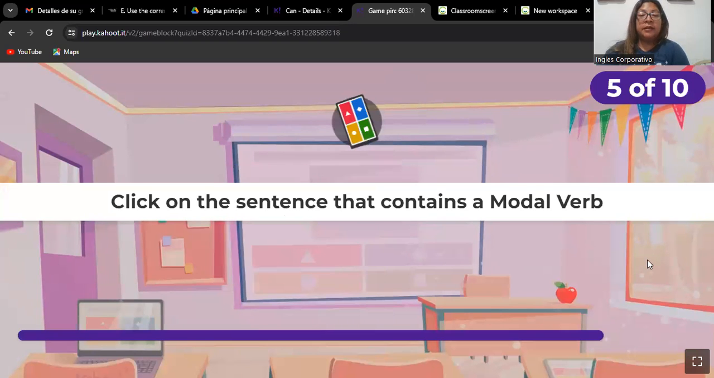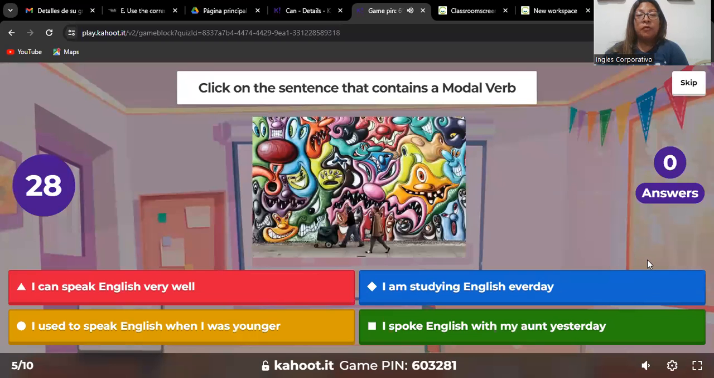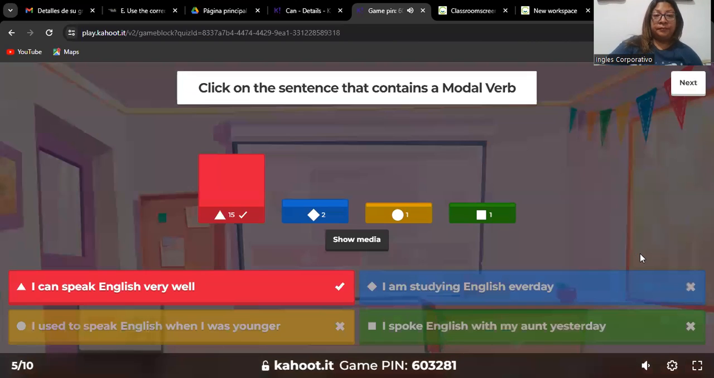Click on the sentence that contains a modal verb. I can speak English very well. I am studying English every day. I used to speak English when I was younger. I spoke English with my aunt yesterday. Okay, yes, the modal can.